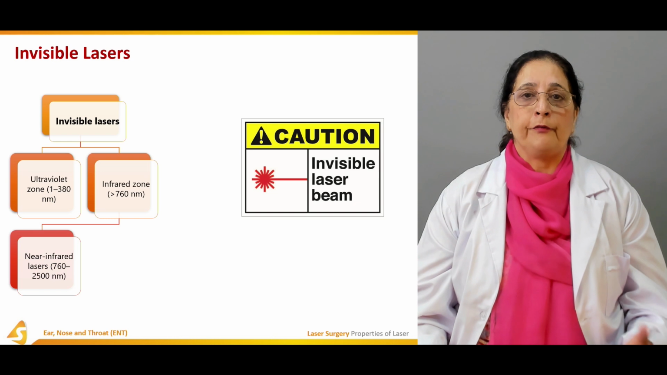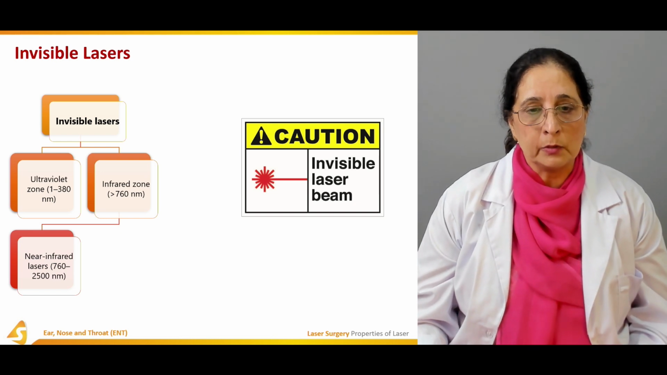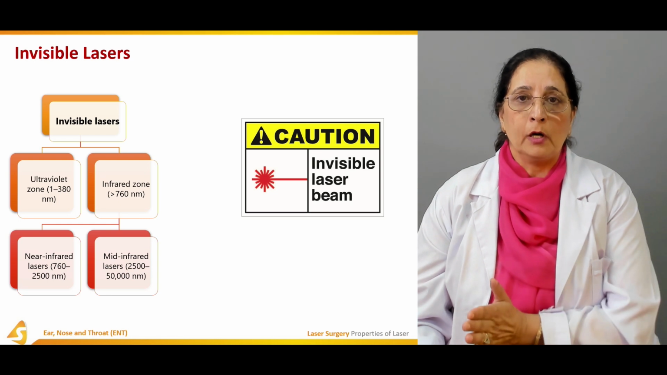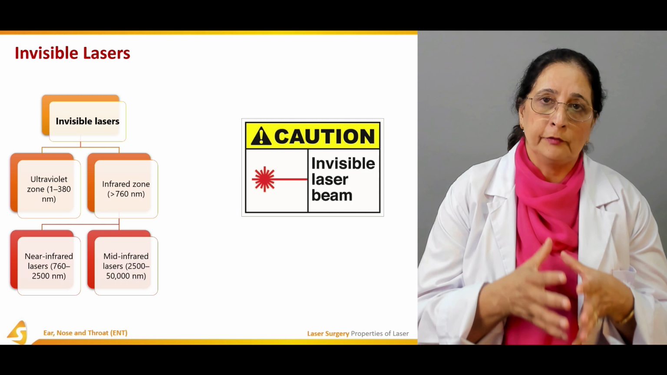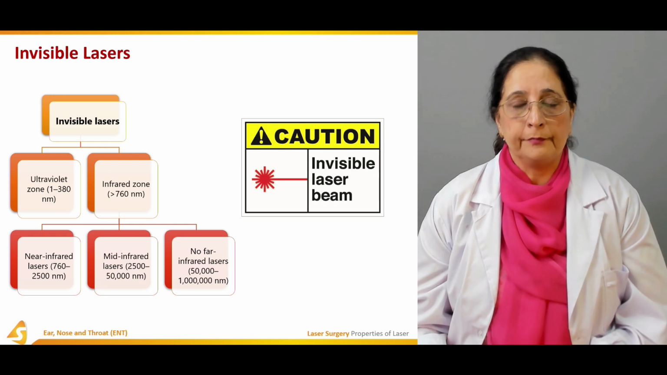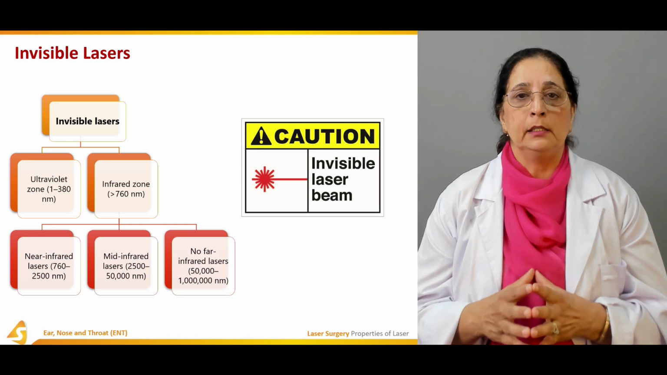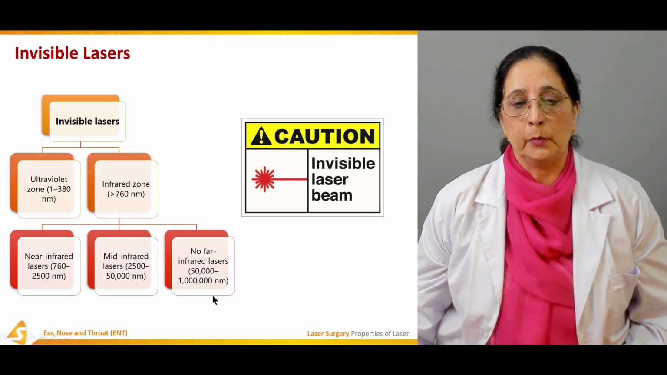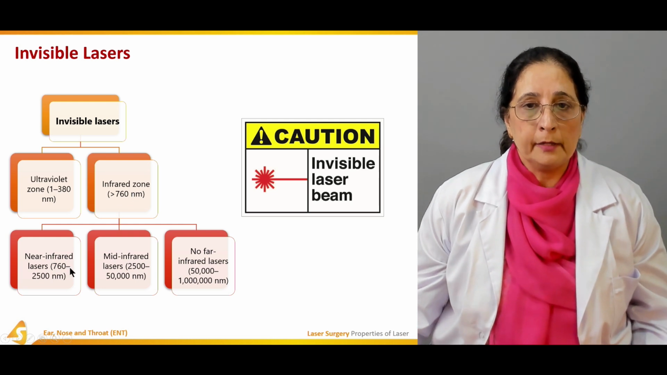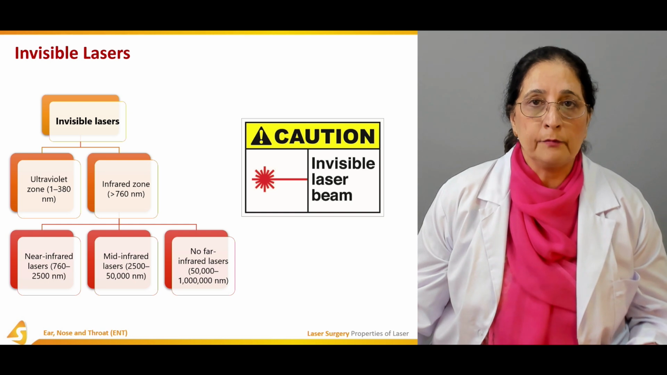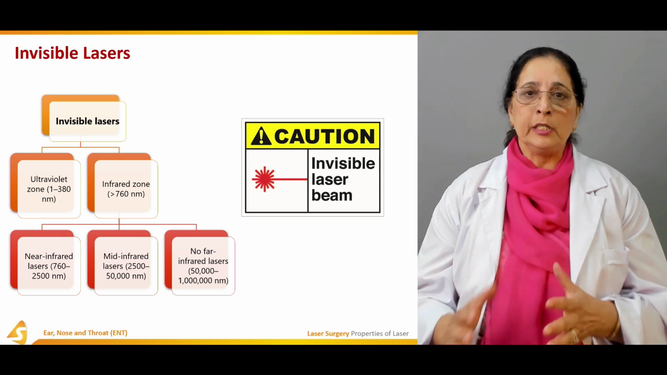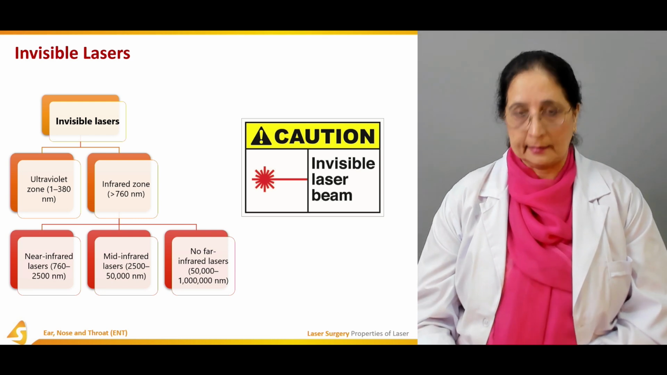Further classification of the infrared zone: we have near infrared lasers, 760 to 2500. As they keep going up, we have mid infrared, 2500 to 50,000. And then far infrared lasers, 50,000 to 100,000 nanometers. So these are ultraviolet, then we have the infrared zone. In the infrared, which is more than 760, we have near infrared, mid infrared, and far infrared lasers. So this is the classification of invisible lasers.